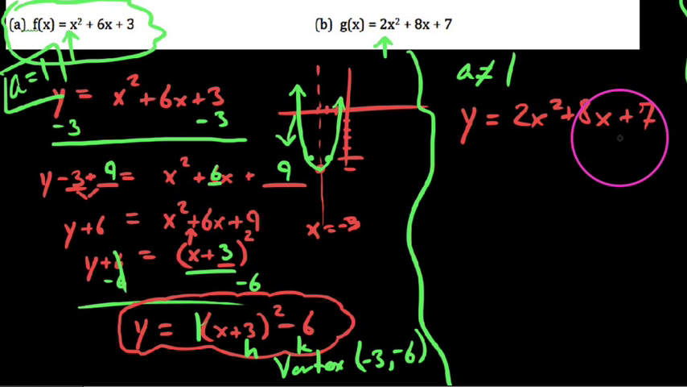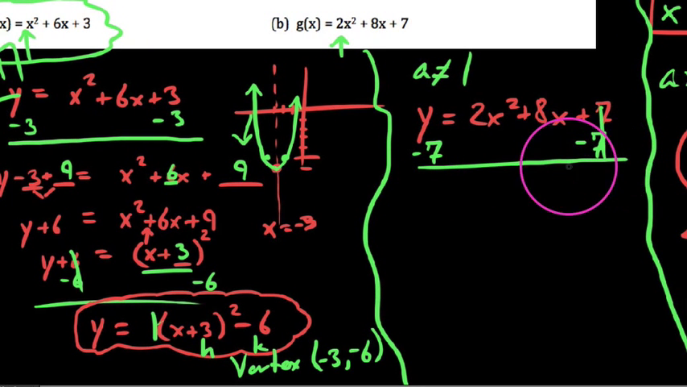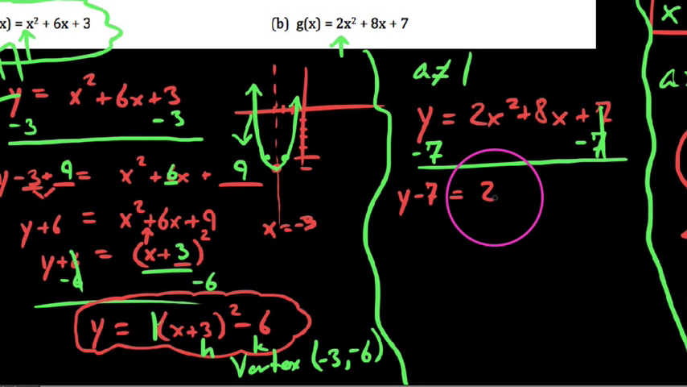We're going to have to make the right side a perfect square binomial. So again, we're going to start the same way we did on the left there. We're going to start by moving this loose term to the other side. This is a good first move every time. We get y minus 7 on the left. On the right we have 2x squared plus 8x.